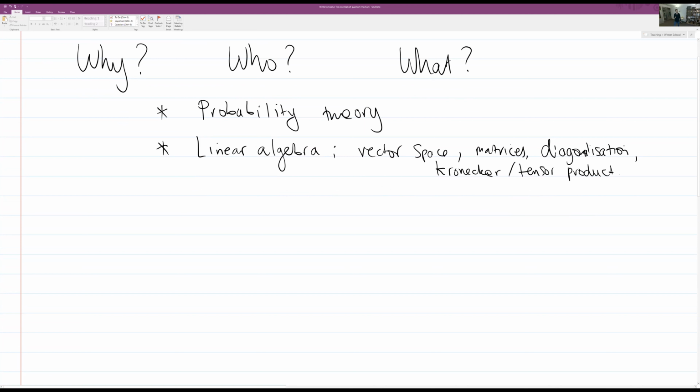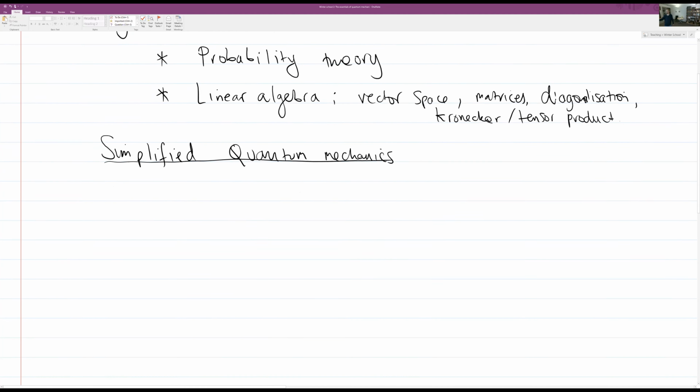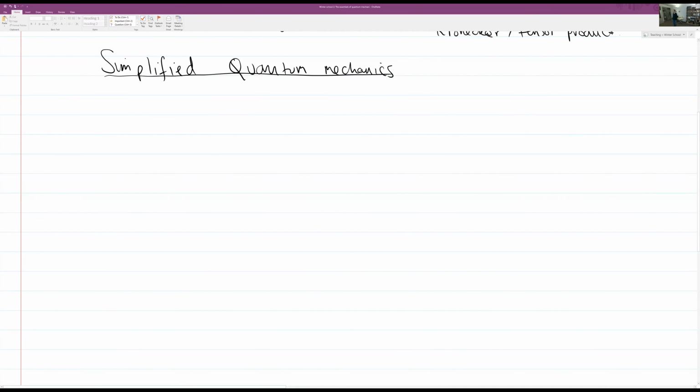So what I'm going to do is present to you quantum mechanics, but I'm not going to teach you all of quantum mechanics. That takes a full semester at the end of an undergraduate degree. I'm going to tell you about something that we could call simplified quantum mechanics. Now, I'll try and be very precise about what is being simplified here and what you're missing out on and what you're gaining.